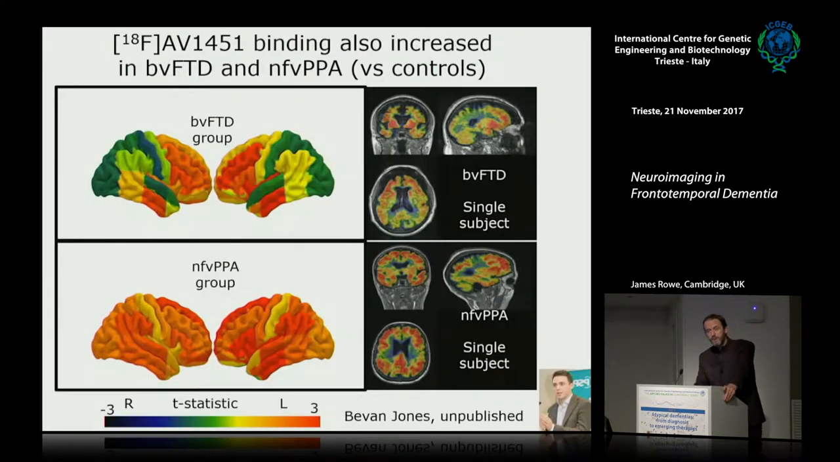For completeness, I'm just going to show briefly, this is unpublished data looking at the properties of this AV1451 ligand in the behavioral variant group. This group includes both TDP43 and tau pathology cases and non-fluent aphasia.